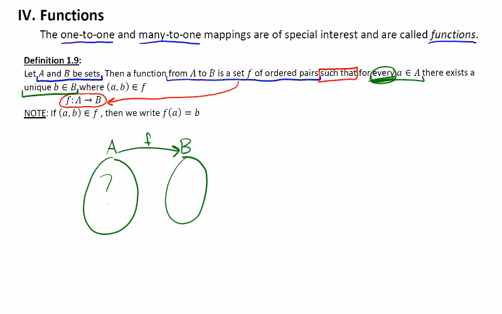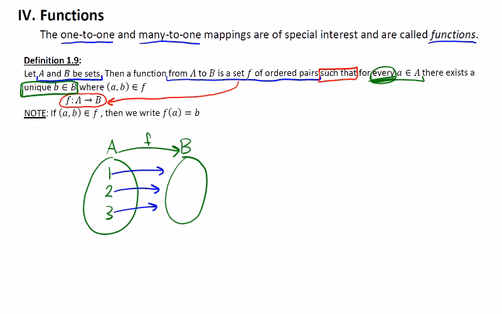So really what that is telling me is that I am only allowed to use each element from set A one time. So let's say that set A has 1, 2, and 3. I am only allowed to use 1 one time, I can use 2 one time, and I can use 3 one time. I cannot use them multiple times. Otherwise, I will be violating the uniqueness part of this definition. And that is what takes out the many-to-many and the many-to-one type mappings as being a possibility here.